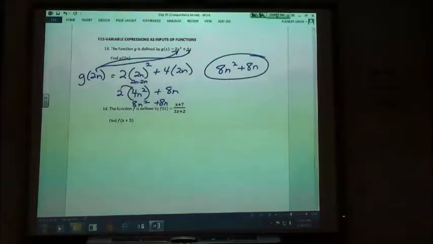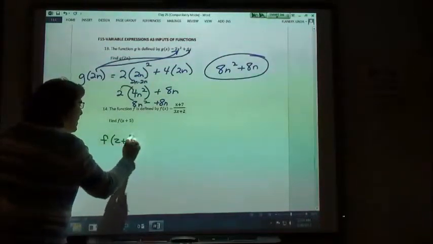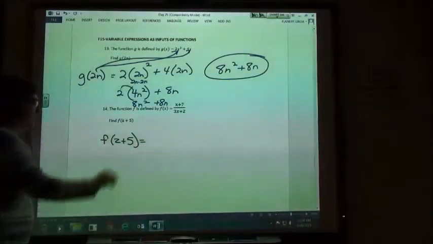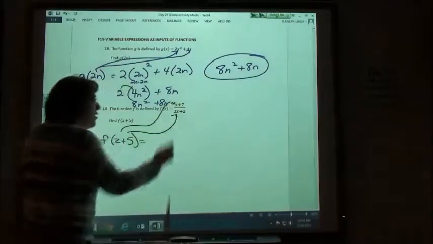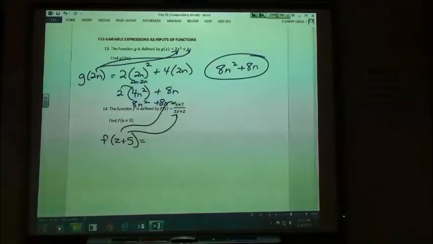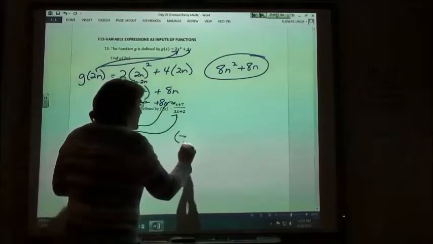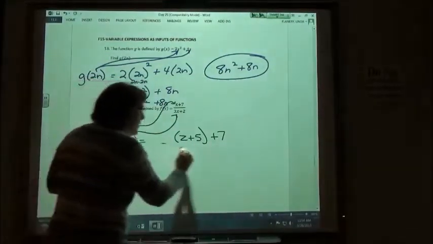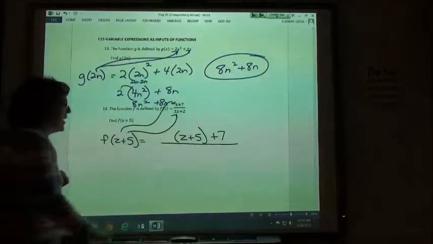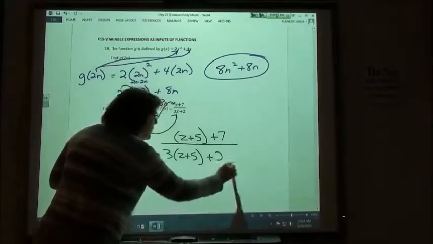Okay. All right, so now 14 says we're going to do f of z plus 5. That means that I'm going to put it in up here on top of my fraction and down here on the bottom of my fraction. Both places I have x's. So on the top of my fraction, I'm going to have z plus 5 and then the plus 7 behind it. And on the bottom of my fraction, I'm going to have 3 times z plus 5 and a plus 2 behind it.